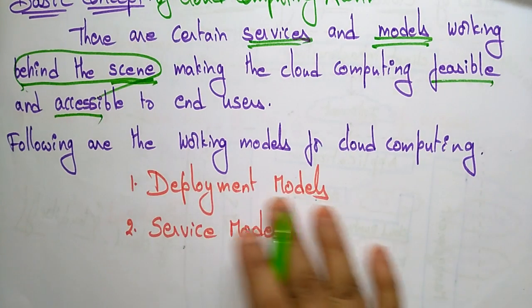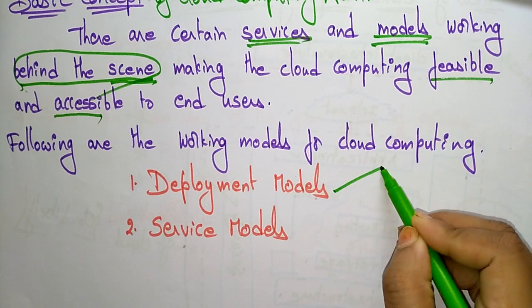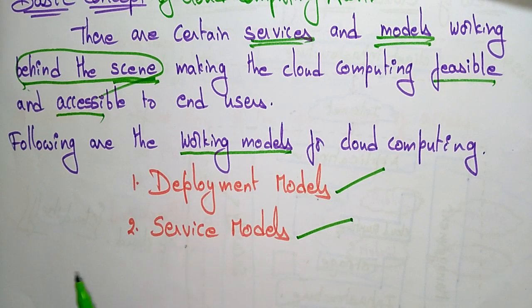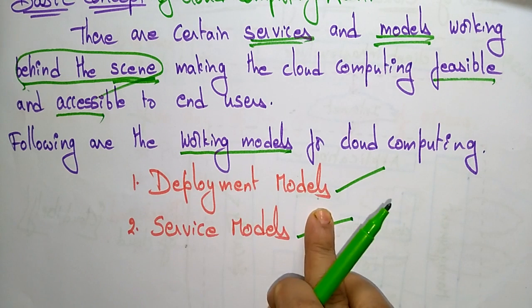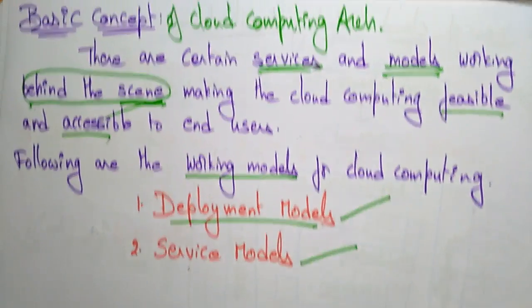The following are the working models for cloud computing: the deployment models and the service models. So the cloud computing architecture has some different working models. The main two working models are the deployment models and the service models. Now let us see about the deployment models first.